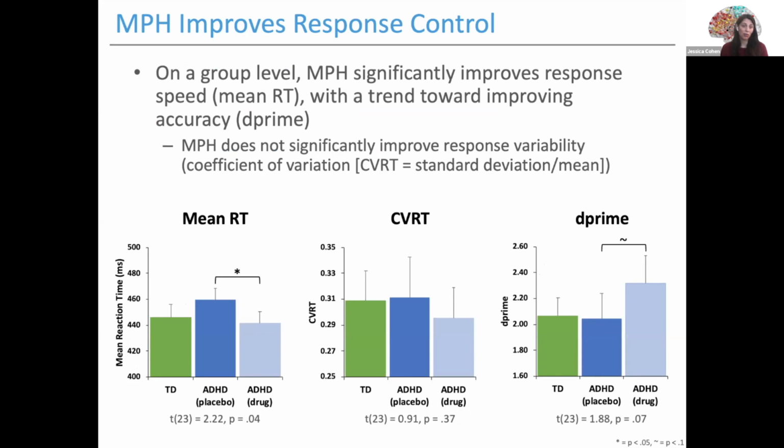Behaviorally and on a group level, we found that methylphenidate significantly improved response speed, so mean reaction time, with a trend toward improving accuracy as indexed by d prime. We also found, however, that methylphenidate did not significantly improve response variability on a group level. And the index of response variability that we used was coefficient of variation, or CVRT, which is calculated as the standard deviation divided by the mean reaction time to control for baseline differences in mean reaction time.